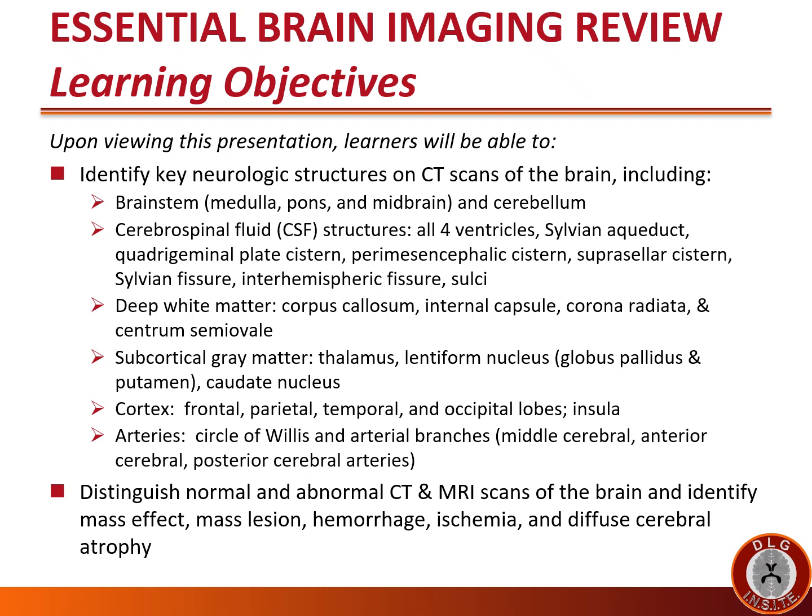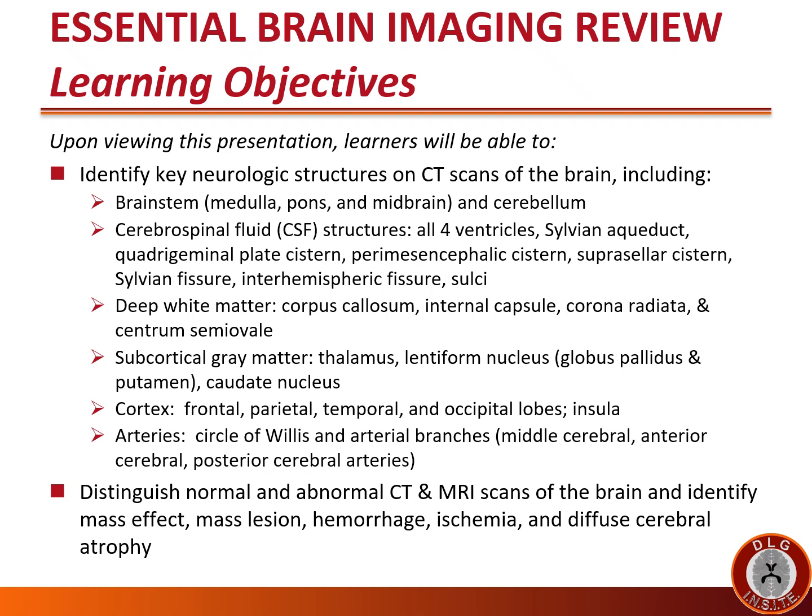Please note the list of structures that you need to know on the CT scans of the brain, and realize that while you may know most of them, the cerebrospinal fluid structures in particular are often not taught for brain imaging to non-radiologists. The rationale for including them here is that these structures are filled with blood in subarachnoid hemorrhage.